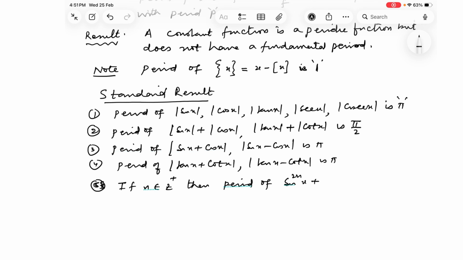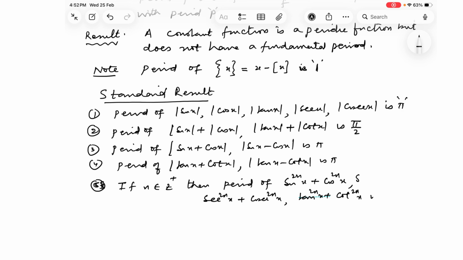Fifth standard result: if n belongs to Z plus, n is a positive integer, then the period of sine to the power of 2n x plus cos to the power of 2n x, secant to the power of 2n x plus cosecant to the power of 2n x, tan to the power of 2n x plus cot to the power of 2n x is pi by 2. It is always pi by 2.